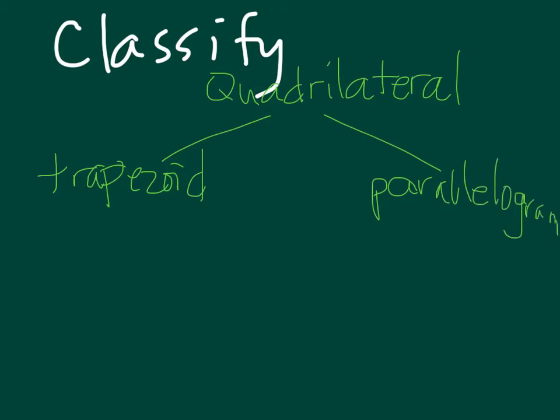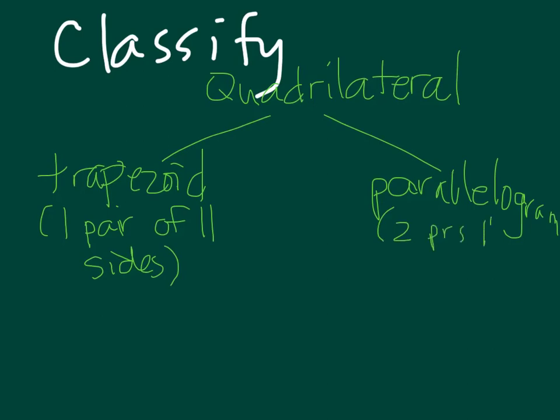Okay? And so I'm going to look at the four sides of the quadrilateral, and I'm going to look at the opposite sides, and I'm going to look if they're parallel. And a trapezoid is going to have one pair of parallel sides, and a parallelogram is going to have two pairs of parallel sides. Okay? If it is a trapezoid, that's all I'm going to classify it as. If it's a parallelogram, I'm going to go a little bit farther.